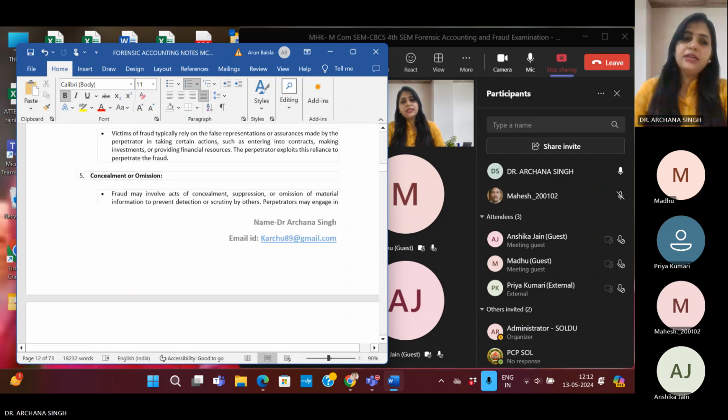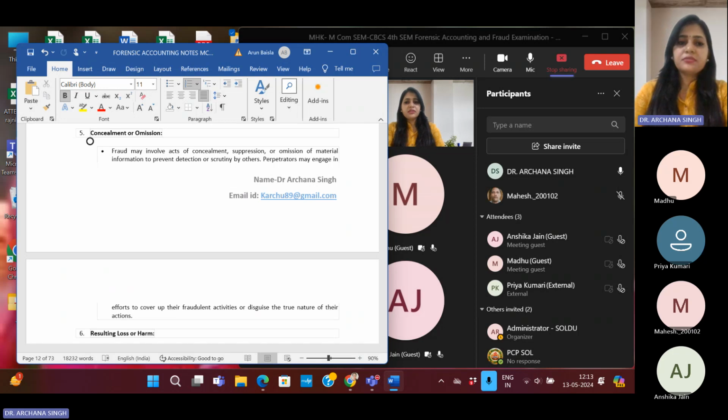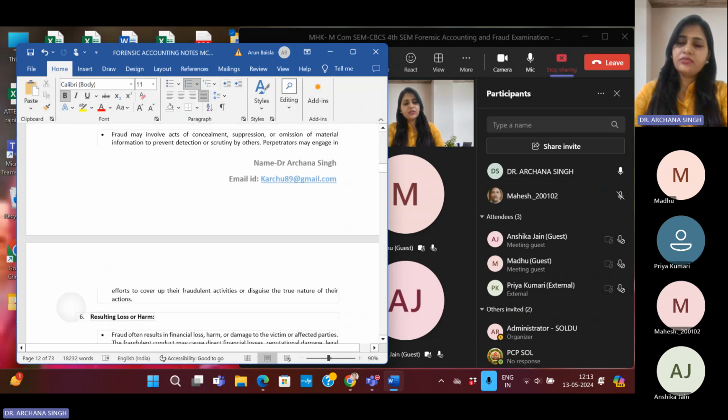Then concealment or omission. Fraud may involve the act of concealment, suppression, or omission of material information to prevent detection or scrutiny by the others. So perpetrators may engage in efforts to cover up their fraudulent activities and disguise the true nature of their action.